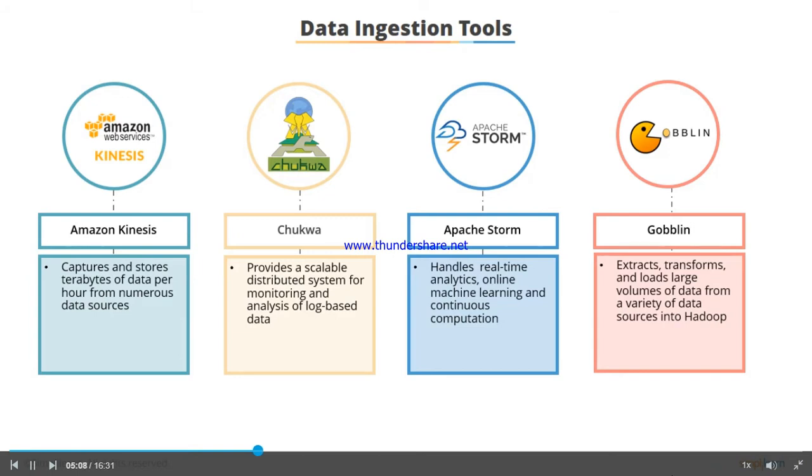Gobblin handles the routine tasks required for all data ingestion ETLs, including job or task scheduling, task partitioning, error handling, state management, data quality checking, and data publishing. It also manages metadata of different sources in one place.